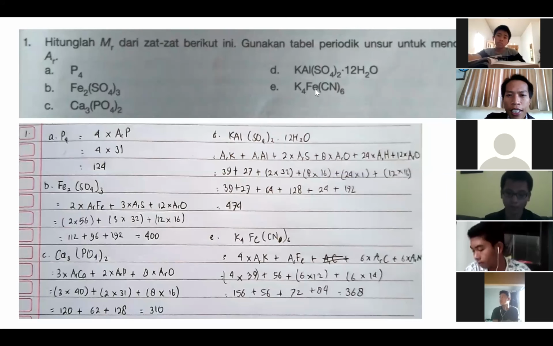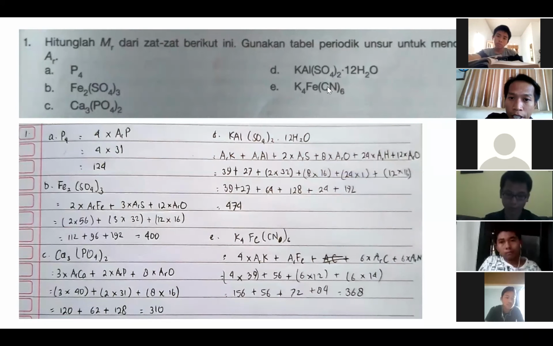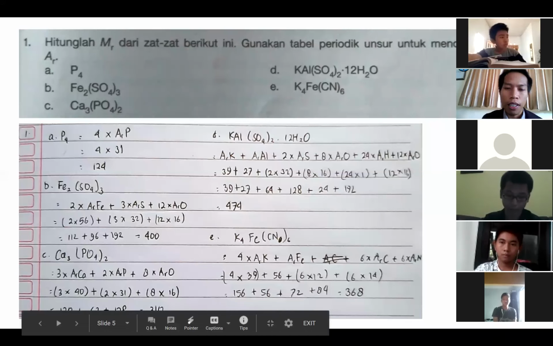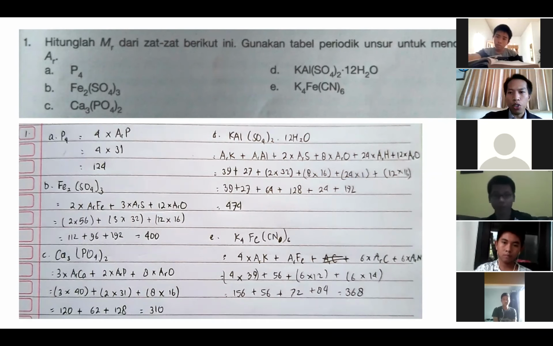And for E, it is also the same: 4 times the relative atomic mass of potassium, 1 times the relative atomic mass of iron, 6 times the relative atomic mass of carbon, and 6 times the relative atomic mass of nitrogen. After that, you will get the result. Okay, this is also simple. Let's continue with question number 2.